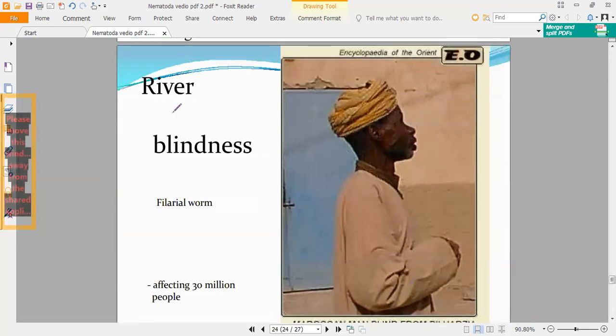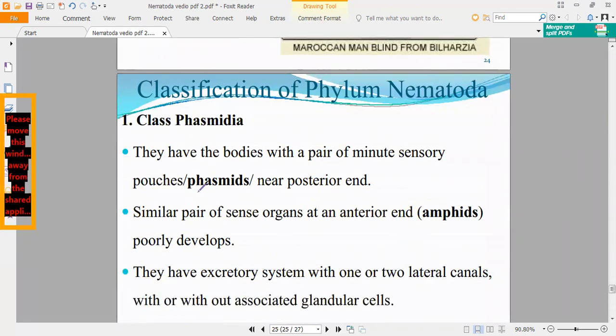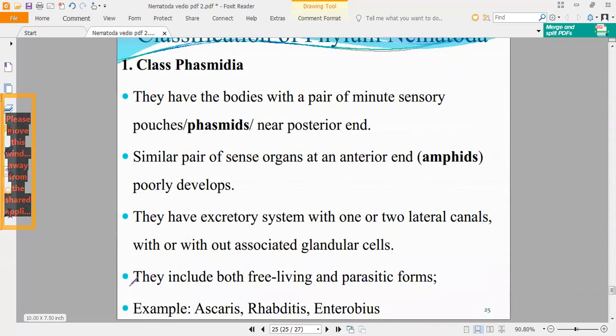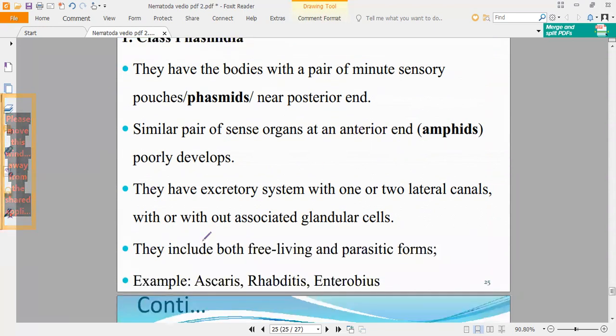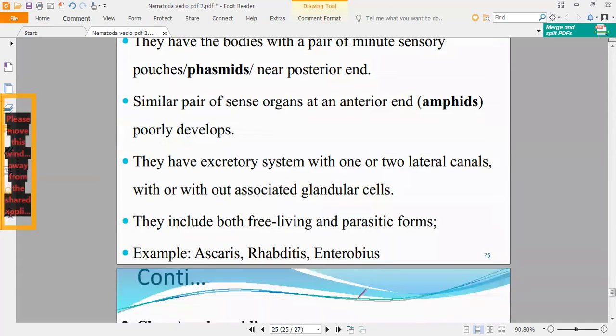Classification of the nematoda. Actually, nematoda has two basic classes. The first one is the Phasmidia. They have a body with a pair of minute sensory organs at the anterior end, and an excretory system with one or two lateral canals. They include both free-living and parasitic forms. Examples of the class Phasmidia are Ascaris, Rhabditis and Enterobius.